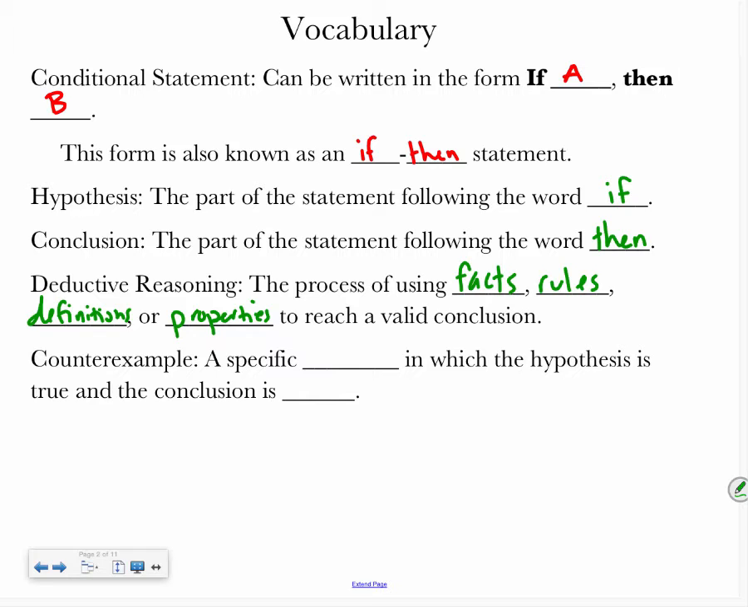Same with the word counterexample. A counterexample is a specific case in which the hypothesis is true and the conclusion is false. The hypothesis is true, but the conclusion is false, okay? We'll look at some of those today as well.